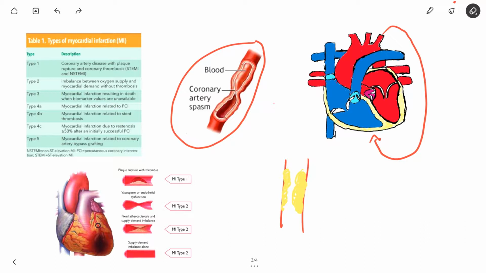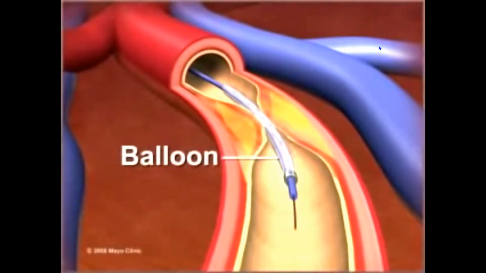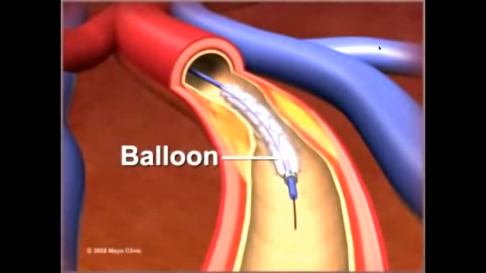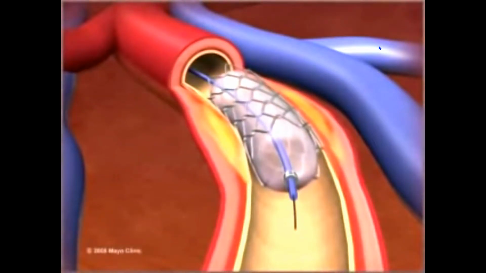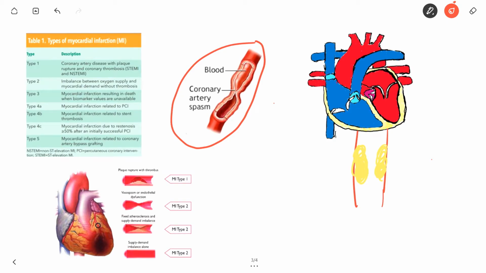Here's a quick animation of an angioplasty because it's kind of hard to draw it out. As you can see, a catheter is sent into the coronary artery, and then the balloon inflates, pushing the plaque into the arterial walls, and then the stent is left behind in order to avoid narrowing of the artery and rebuild-up of the plaque. And in more severe cases where angioplasty will not work, a bypass surgery can be performed.